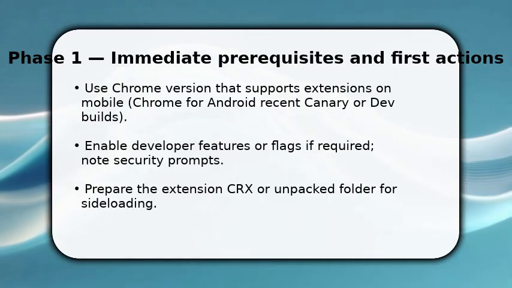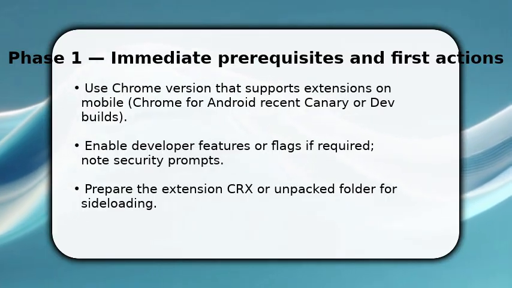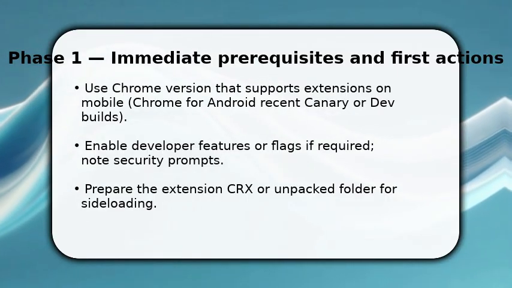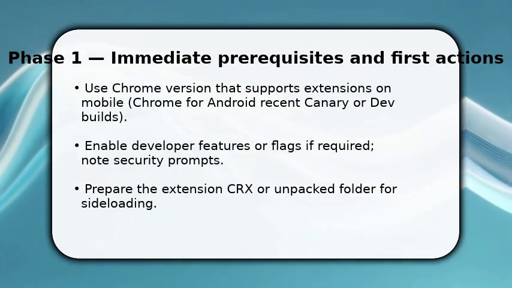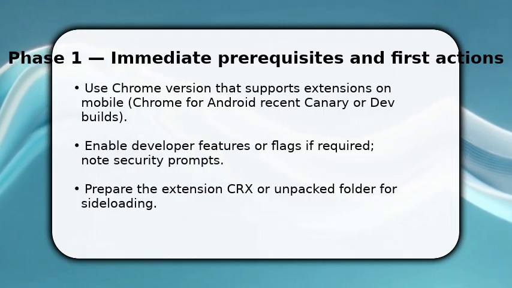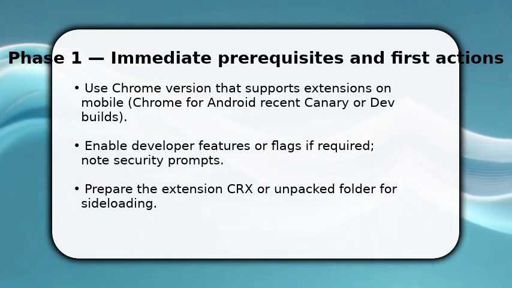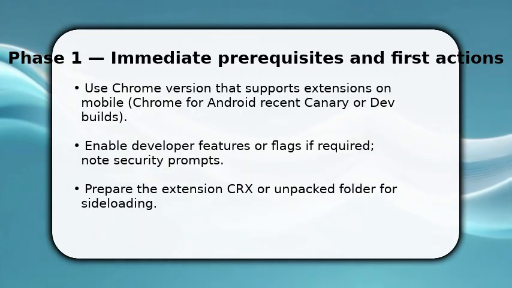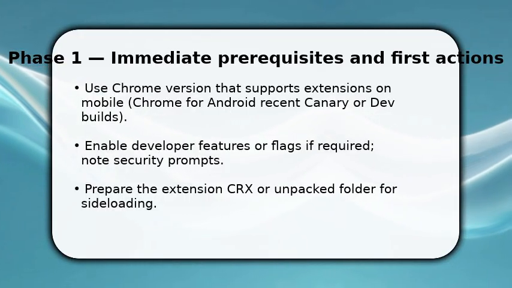You start by confirming your Chrome build and preparing the extension files. This matters because stable Chrome Mobile generally blocks extensions. Once done, install a Chrome channel that supports extensions, typically Canary or Dev on Android, and enable developer flags in Chrome, //flags. You should also download the CRX file or an unpacked extension folder to your device storage. This immediate setup gets permission and files ready.